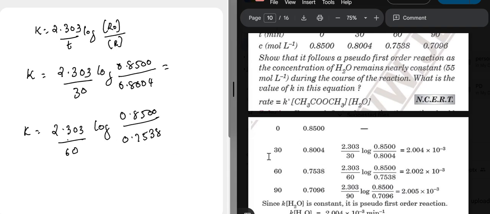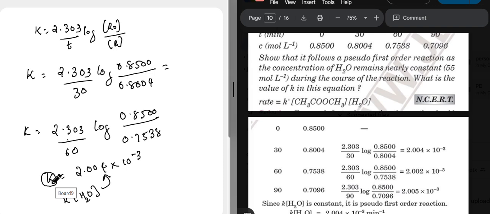Okay, and this constant value, here you need to note one thing. Here the average value we can take as 2.004. K value we took as 2.004 into 10 raised to minus 3. Okay, here this K value is actually the first order K into water concentration. These two together, a constant only, come as the value for K here. Okay, this K is different from the actual first order K.